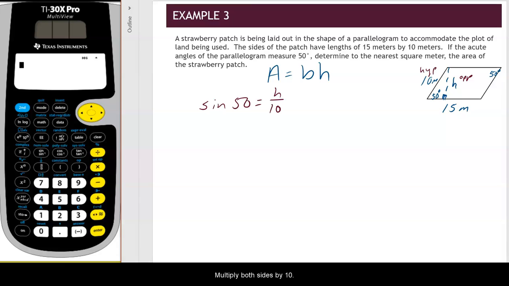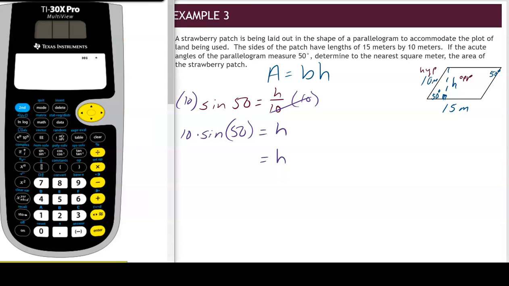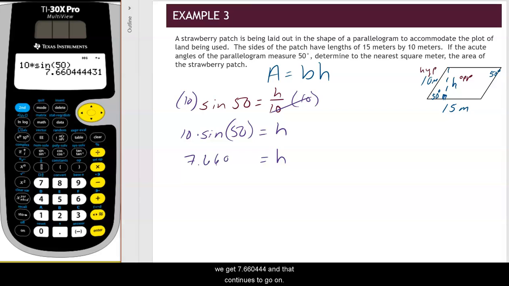Multiply both sides by 10. This will isolate our H value. 10 times sine of 50 will equal H. Type that into our calculator. 10 times sine of 50. Enter. Get 7.6604444, and that continues to go on.